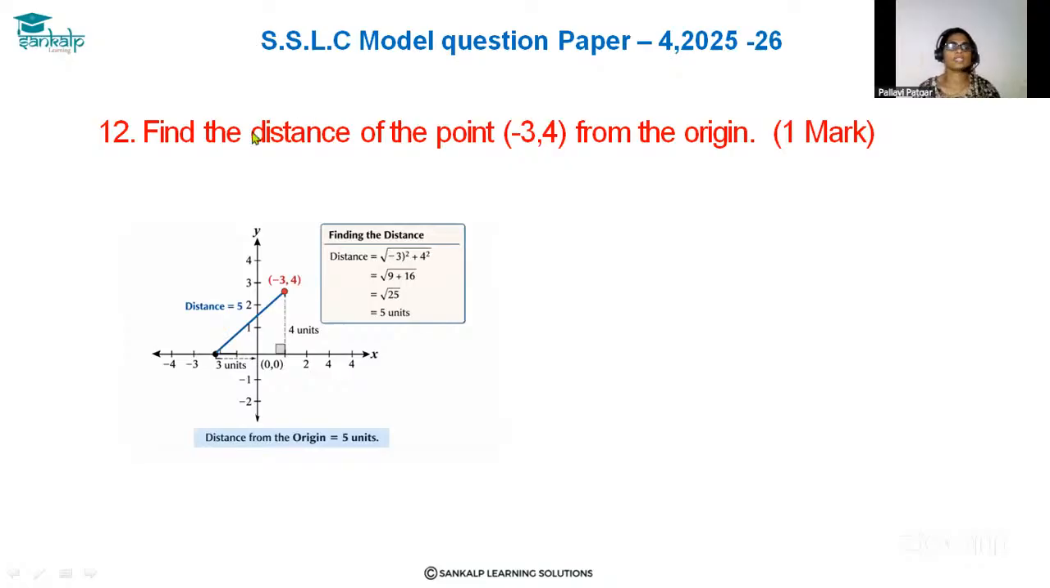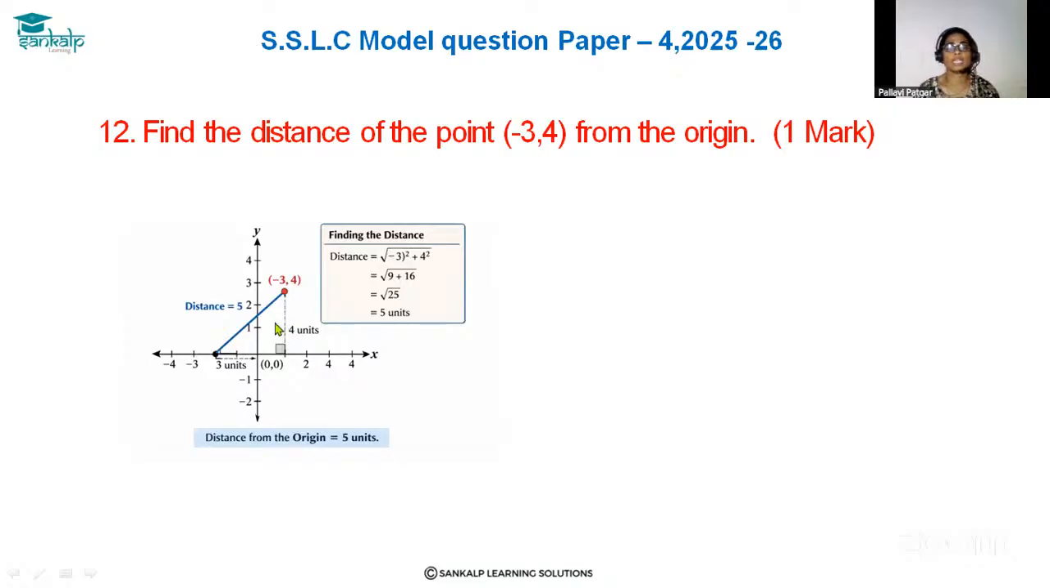Hello everyone. Look at the question number 12. Find the distance of the point minus 3, 4 from the origin. Okay. So here we have the coordinates minus 3, 4 to the origin. Okay. So here what is the origin? Here x1, y1 is 0, 0. Origin is 0, 0.